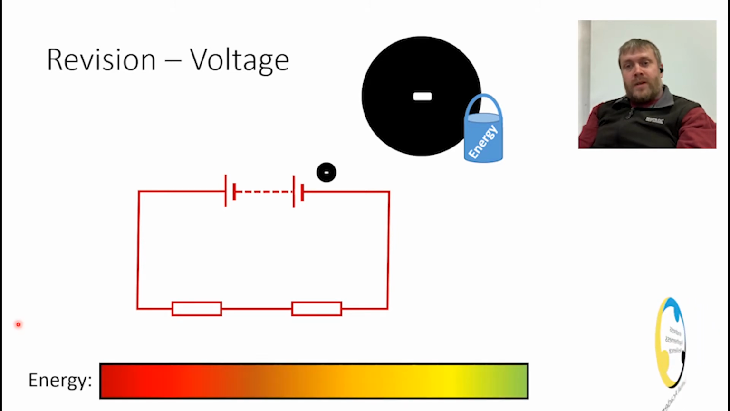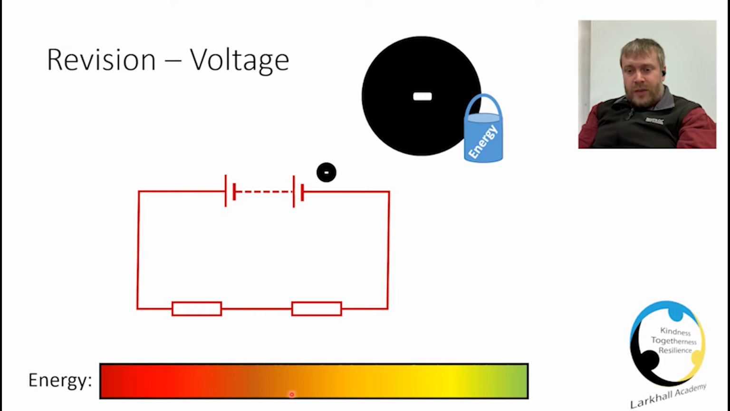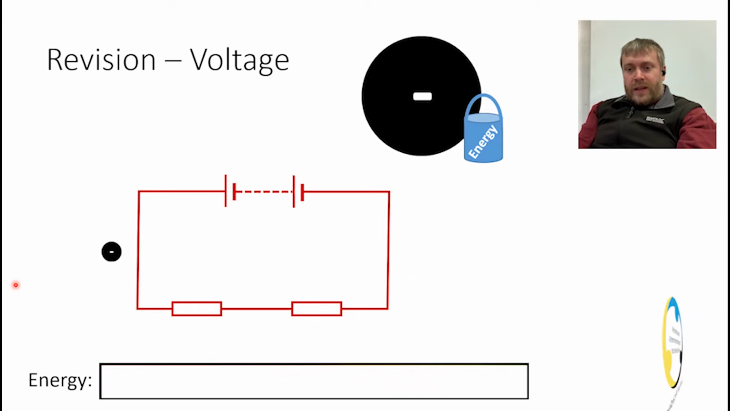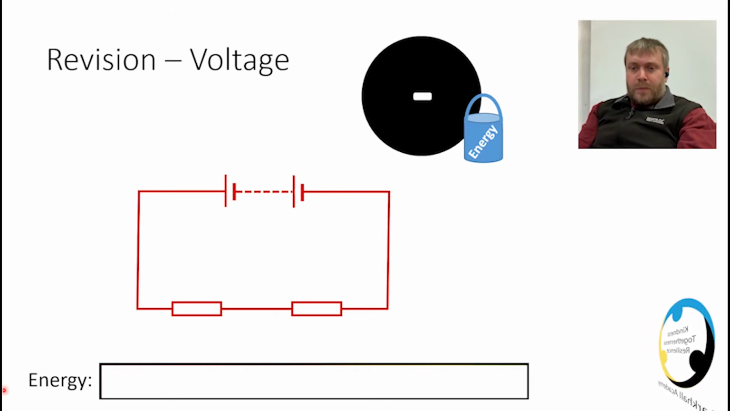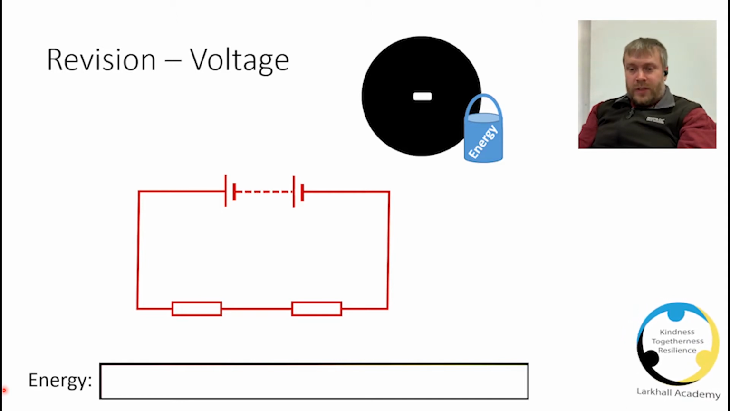This is the amount of energy that Mr. Electron has in his bucket, and by the time we get back to the positive terminal of the battery, we're going to have used all of this energy. So Mr. Electron travels round the circuit and loses some energy in each of our resistors, and by the time he's got back you'll notice that all the energy has been used up. And this is essentially what voltage is, or what potential difference is. It's that energy that each charge is carrying around the circuit.